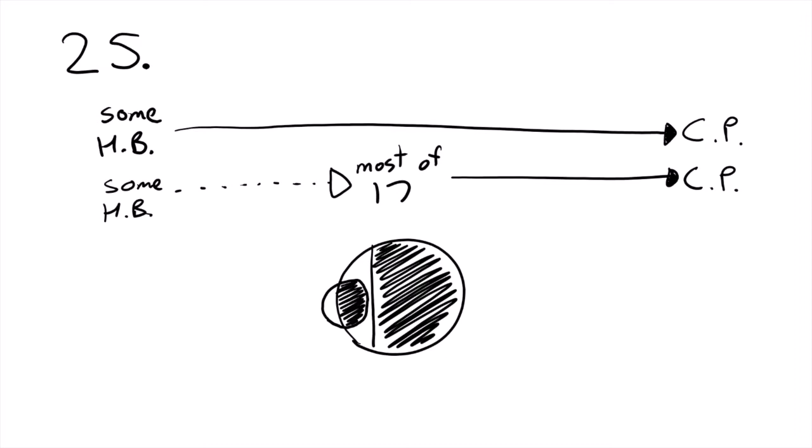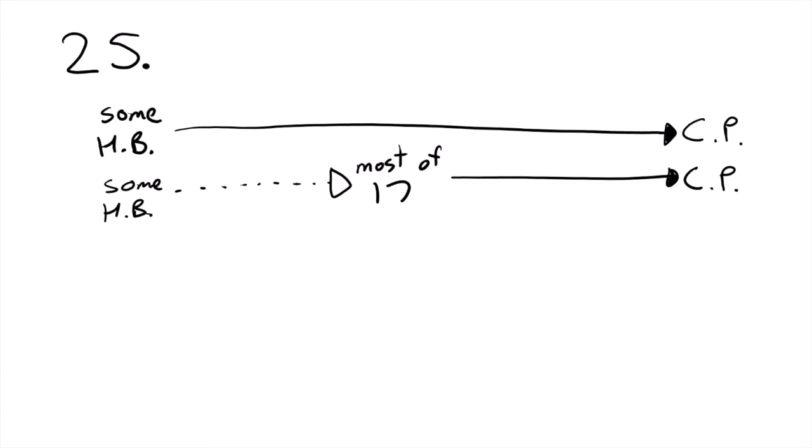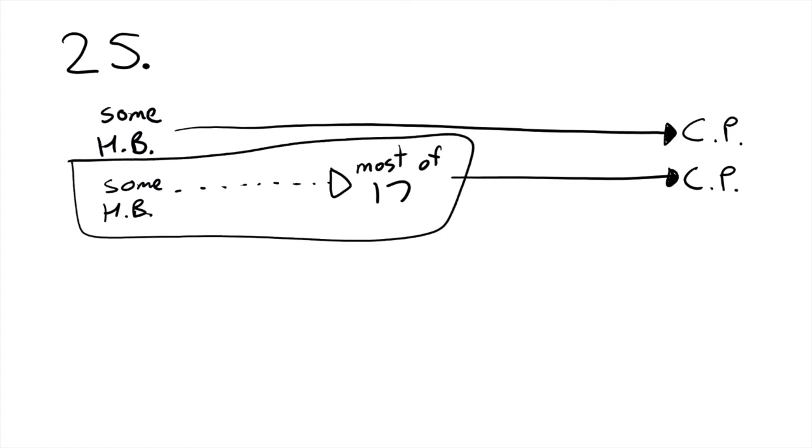This doesn't prove that some Hansen building people are computer programmers. Just because most of Hansen building, if this circle is Hansen building workers, yes, most of them are part of this circle of 17 unit workers, right? But they might not be part of the majority of 17 that are computer programmers, and that's why C does not prove the conclusion. So D is perfect. It's exactly connecting these two things. We wanted to connect some HB with most of 17, and that's literally what this says.